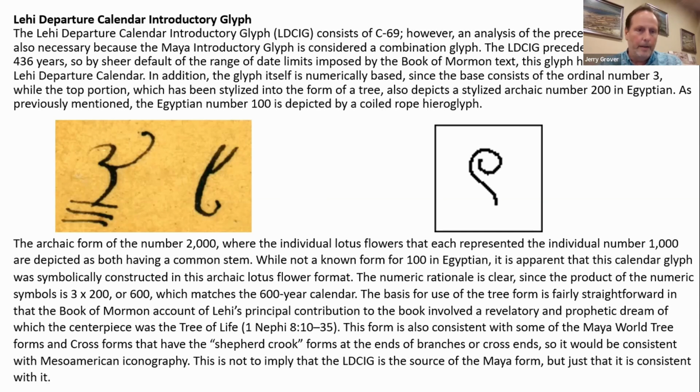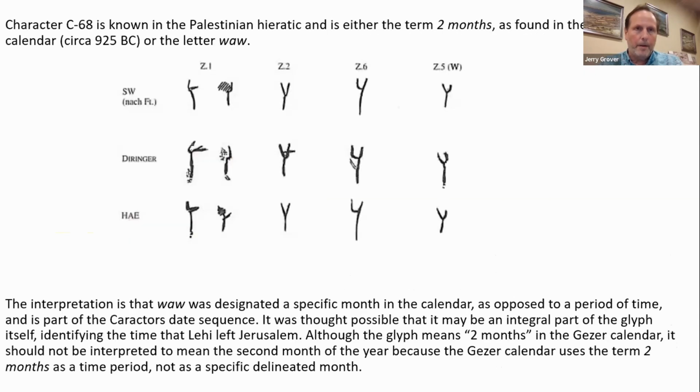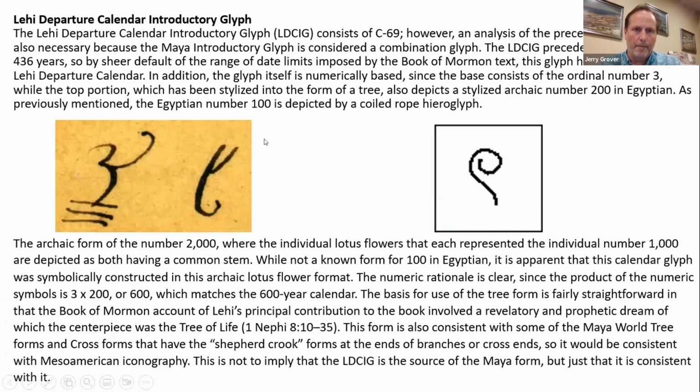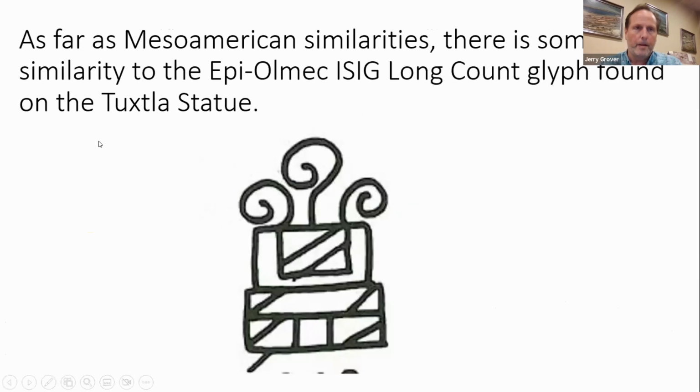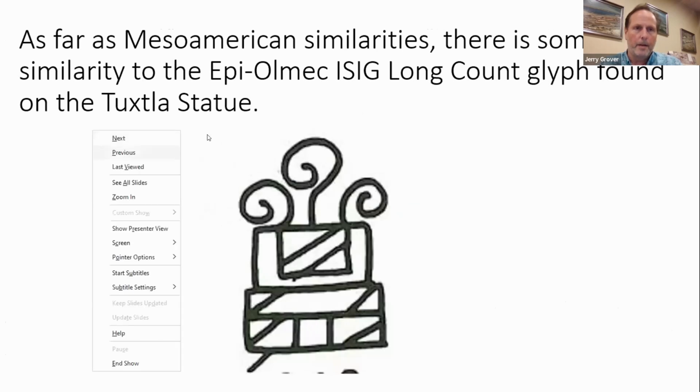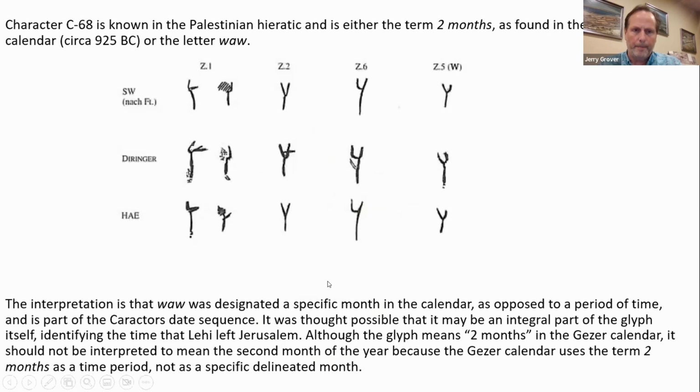So this is just talking about that glyph that shows the 2 months. It's on the Gezer calendar from 925 BC in Palestine. So that's kind of where this number 2 comes from.